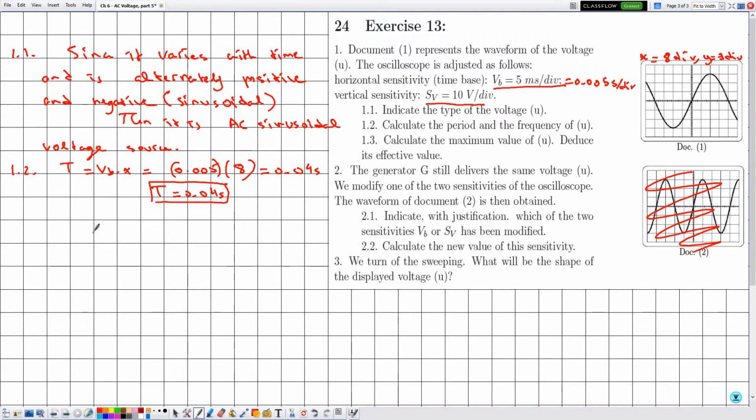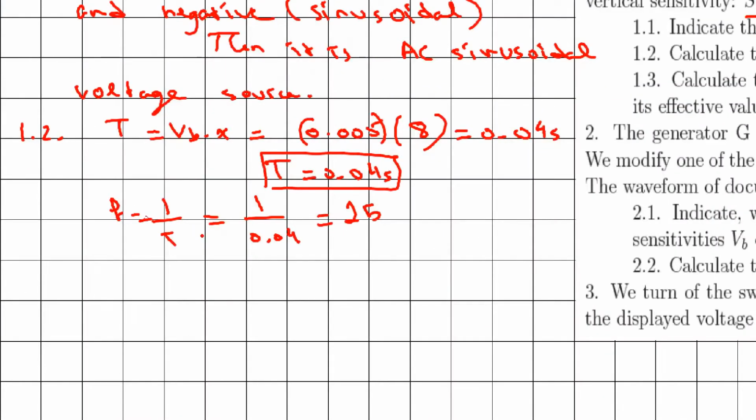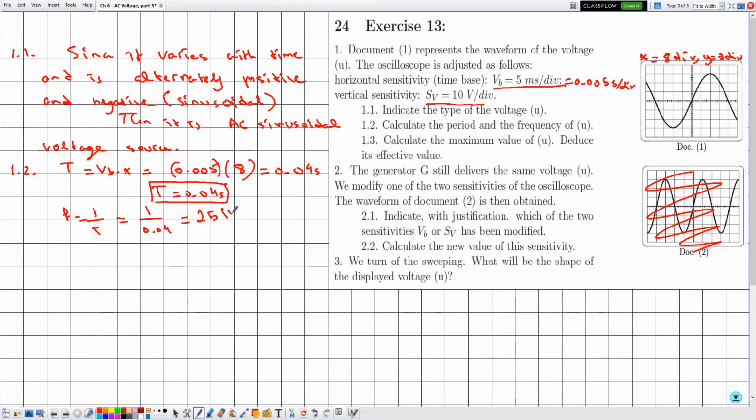Now the frequency can be directly deduced from the period because f is equal to 1 over the period, which is equal to 1 divided by 0.04. Plugging this on the calculator, then the value of the frequency is given by 25. Since the period is expressed in the SI, which is seconds, then the value of f will be in the SI, which is hertz. So f is equal to 25 hertz.